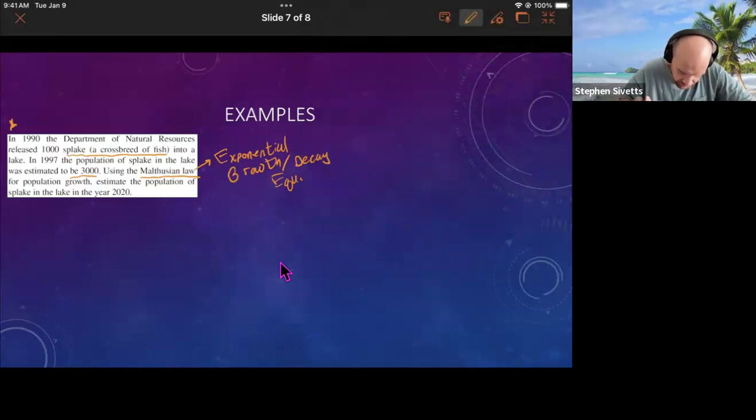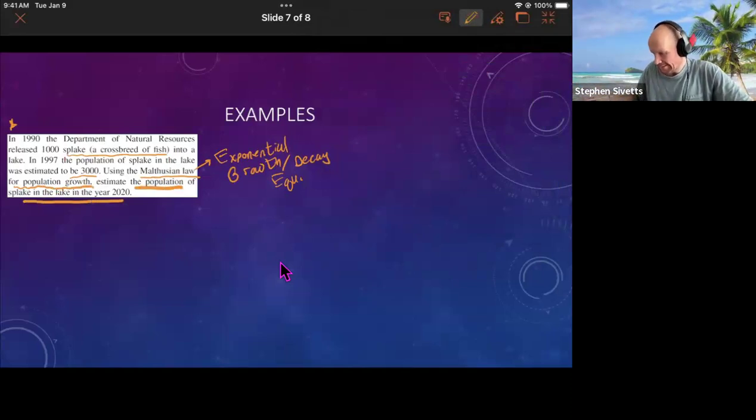Right? So in this case, you're going to use that for population growth, and then estimate the population of splake in the lake in the year 2020. If you do this right, I'm not going to do this example, but it's the same process as you do in the previous example.